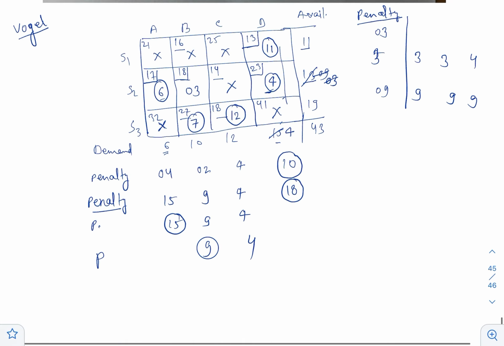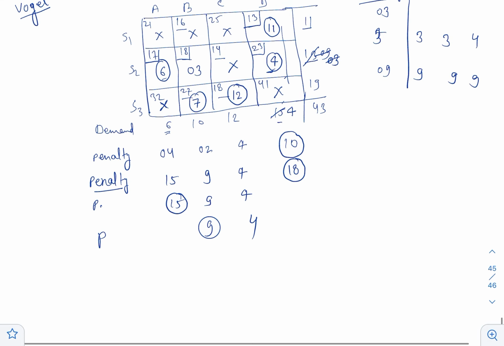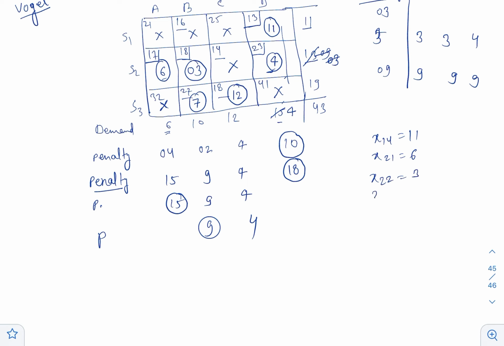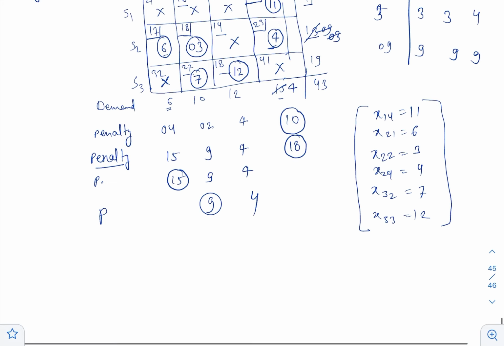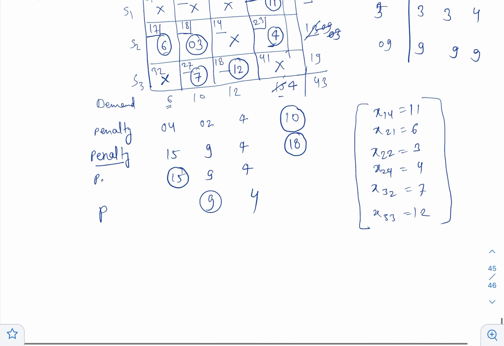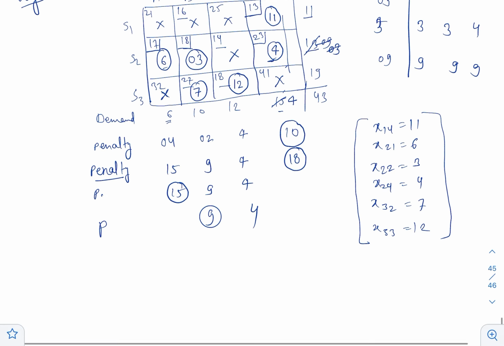So by Vogel's approximation, this is the initial basic feasible solution, that is x14 is equal to 11, x21 is equal to 6, x22 is equal to 3, x24 is equal to 4, x32 is equal to 7, and x33 is equal to 12. So this is the initial feasible solution.